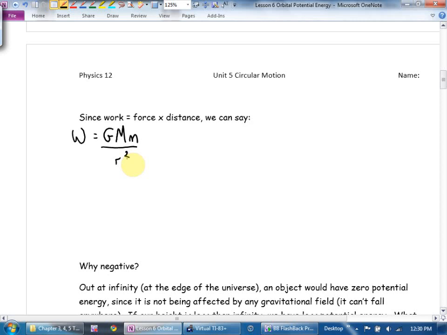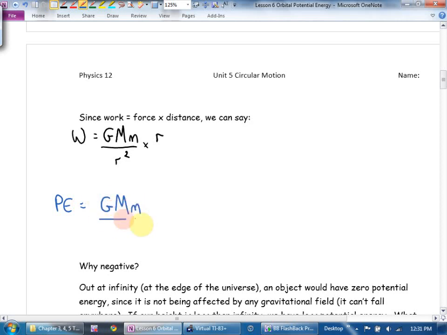Times the distance that we're moving it from the center of the Earth, which is R. This is sort of a fake work times distance equation. Technically, I can't do this mathematically because this force is changing. To really derive this equation, I would love to be able to integrate it and show you where it comes from in calculus. I can't. Here is our cosmic potential energy equation: big G, big M, little m, all over R.